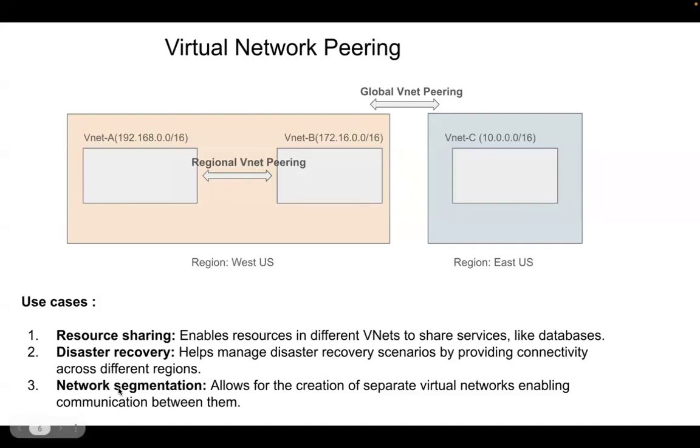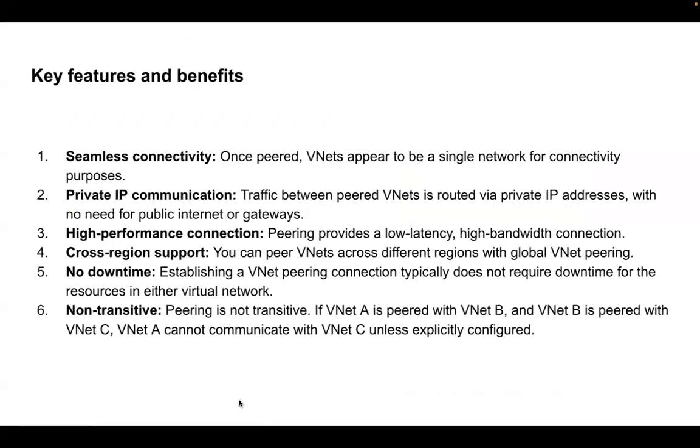And network segmentation allows for the creation of separate virtual networks. So this is a different IP range, this is a different IP range, this is a different IP range, and still we are able to communicate. So network segmentation is that. This line explains that. Got it.